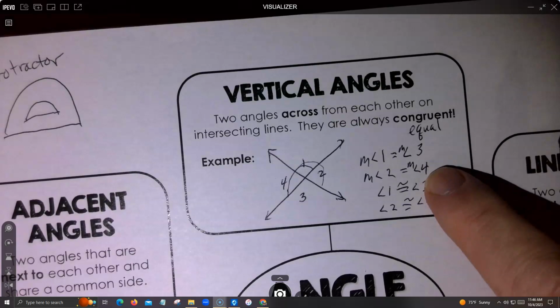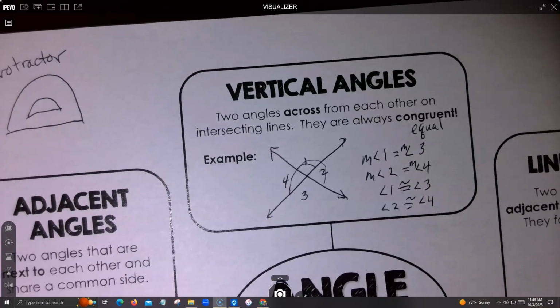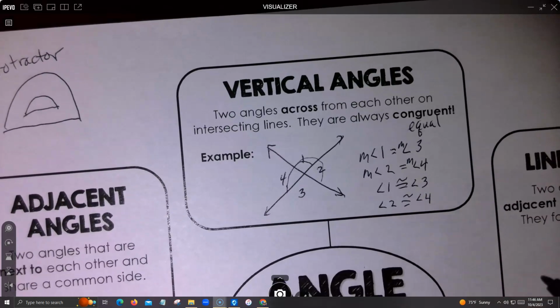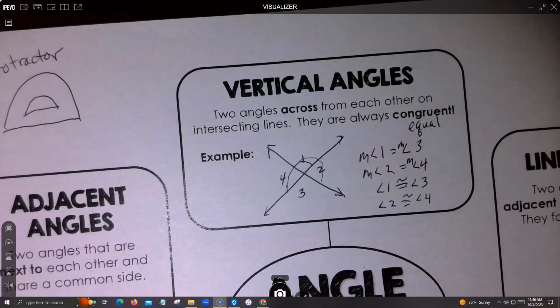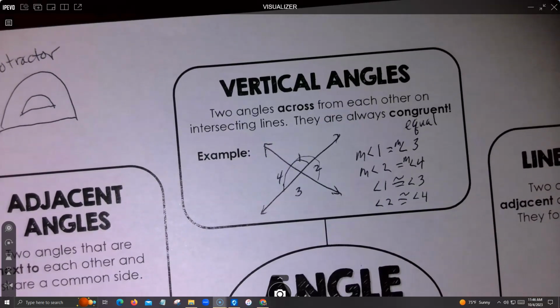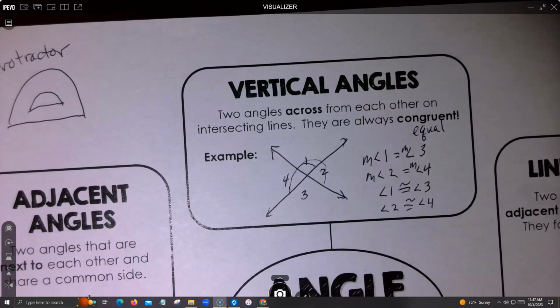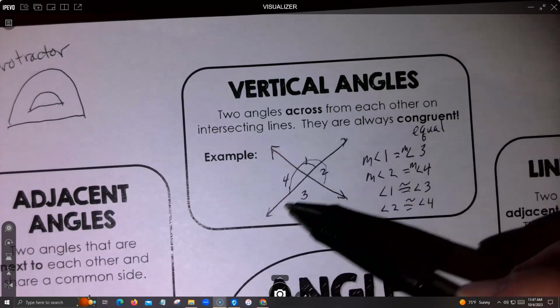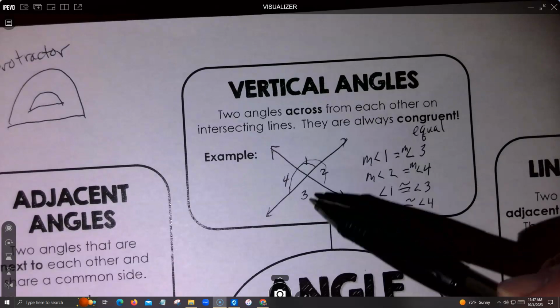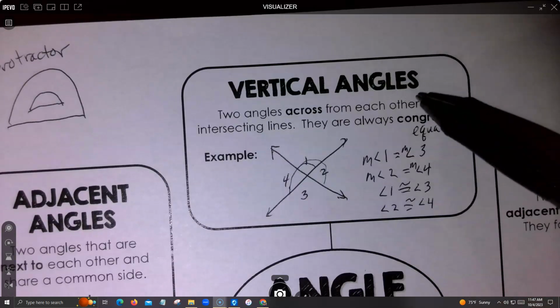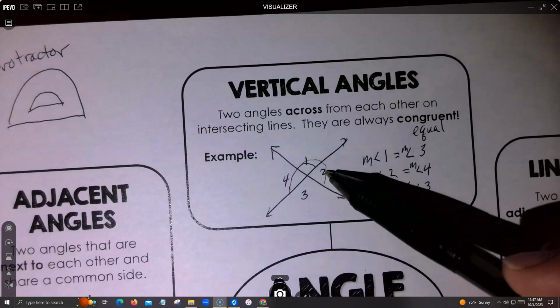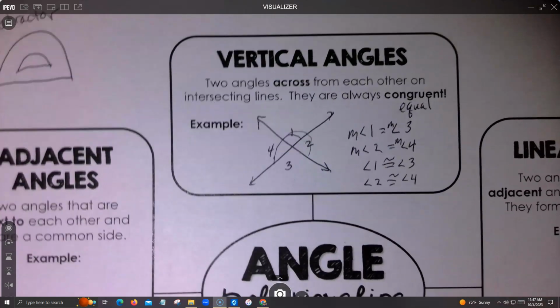That's the definition. The equal sign means the measurement. The congruent sign says that the actual pictures look the same. That's the congruent symbol, the little equal sign with a wavy line on it. All right, so that's vertical angles. That's all you need to know about it. They're formed when you cross two lines, the ones that are across from each other. So 1 and 3, 2 and 4, they're equal to each other.